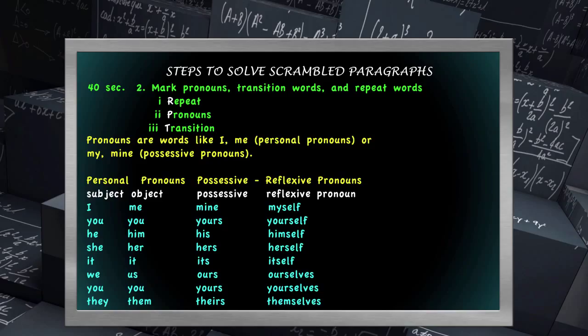Pronouns are words like I, me, my, mine. They're personal and object pronouns that are subject-based: I, you, he, she, it. Object pronouns are me, you, him, her, us. Possessive pronouns show ownership: mine, yours, his, its, ours. And reflexive pronouns are also similar to possessive: myself, yourself, himself. Usually these pronouns are preceded by what's called the antecedent, the actual noun to which the pronoun is referring.